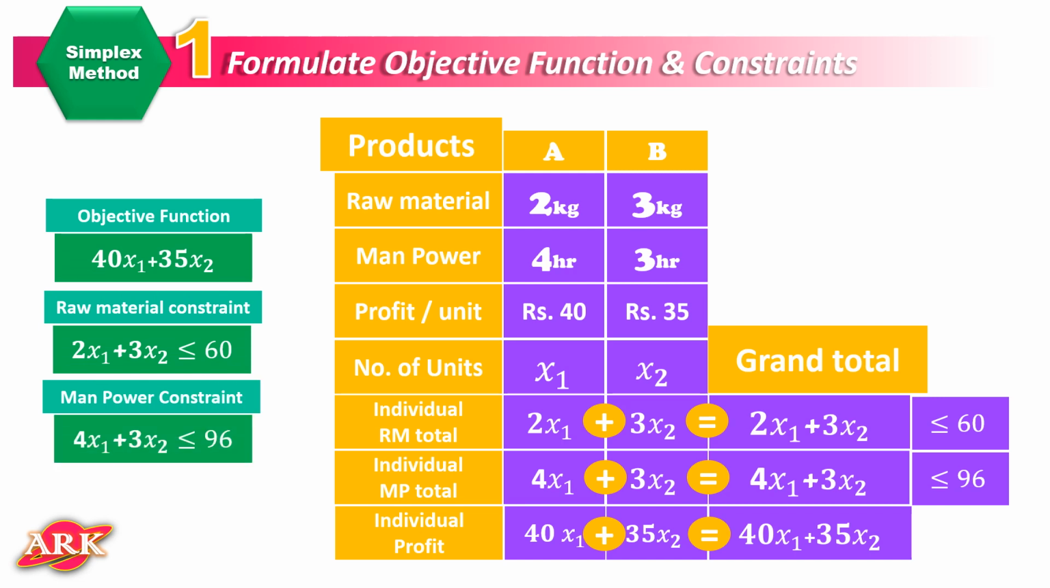By doing this, we have formulated the objective function 40 into x1 plus 35x2, raw material constraint 2x1 plus 3x2 less than or equal to 60, manpower constraint 4x1 plus 3x2 less than or equal to 96.